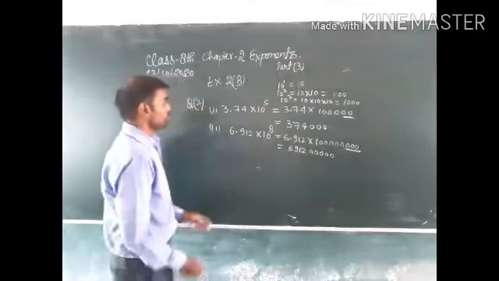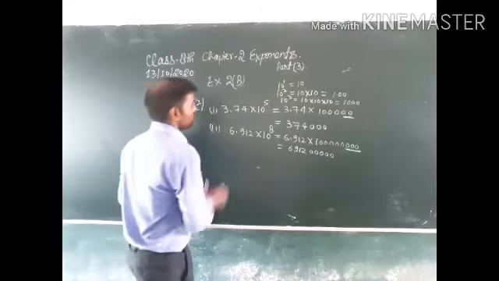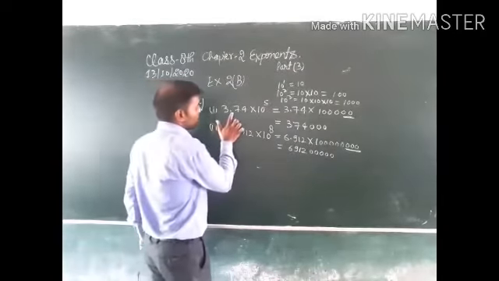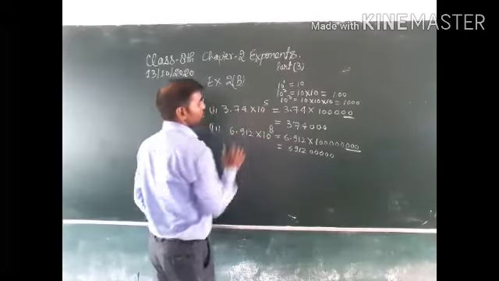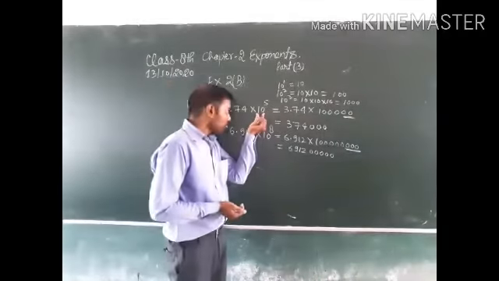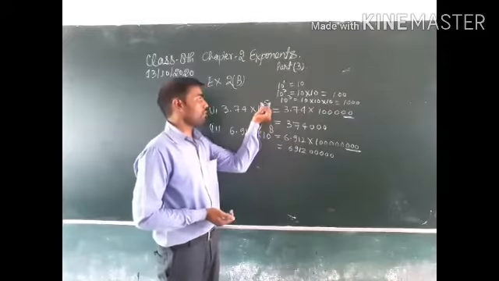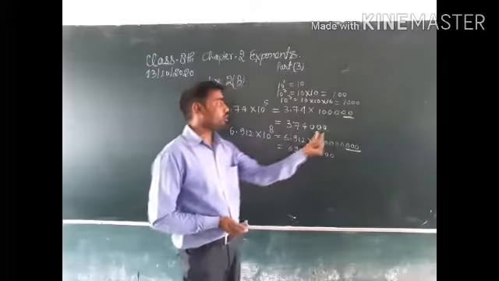So what is the procedure of this question? First of all, 3.74 into 10 to the power 5. First of all, we express 10 to the power 5 in this given form. How can we write it?